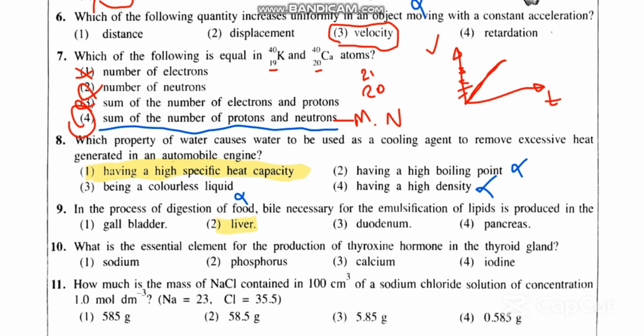What is the essential element for the production of thyroxine hormone in the thyroid gland? So this of course you know, that is iodine. Iodine is the one needed for thyroxine production. You have that in your grade 10 first lesson table, you can remember you had several minerals. So that is iodine.